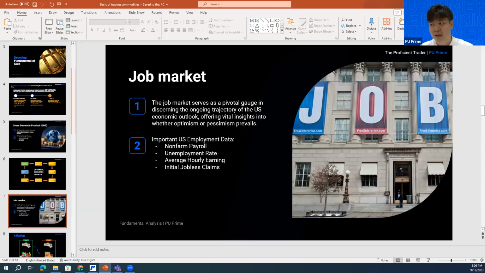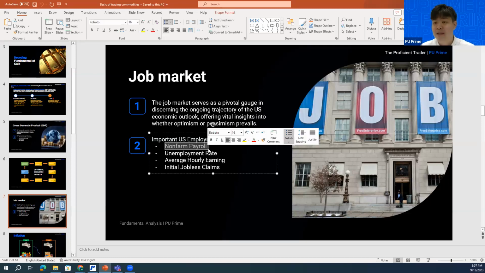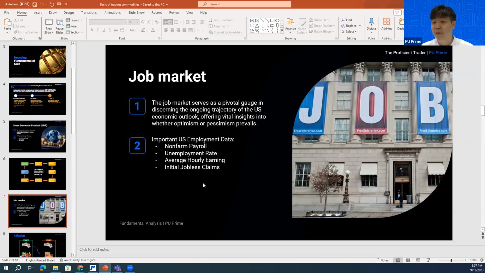Experienced traders might understand it. The non-farm payroll is one of the very, very important US job data. Normally, if the non-farm payroll provides a high reading, better than the expected reading, the gold market will drop. But the non-farm payroll will combine with the unemployment rate. You need to combine these two because normally they are released together.